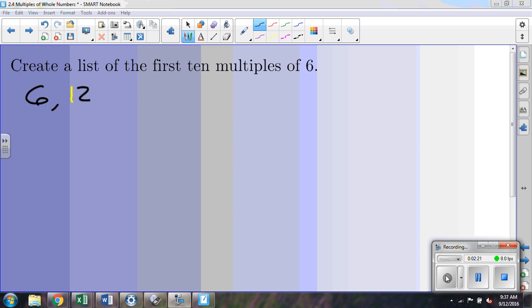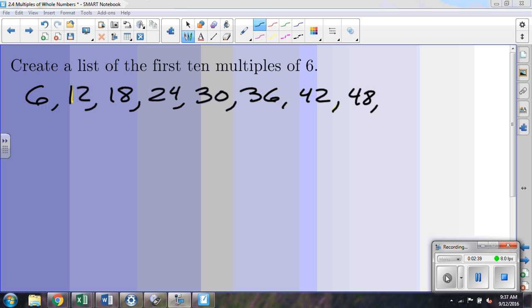12. What's 12 plus another 6? 18. 18 plus 6? 24. Plus 6? 30. Plus 6? 36. Plus 6? 42. Plus 6? 48. Plus 6? 54. Plus 6? 60. And some of the people in class have got their multiplication charts handy. They're just reading straight off the multiplication chart. It's not a problem to do that.